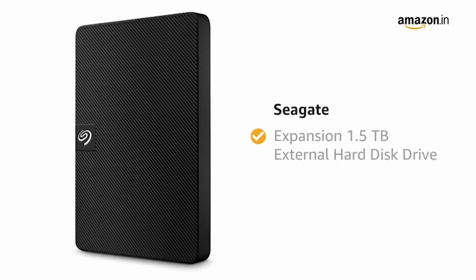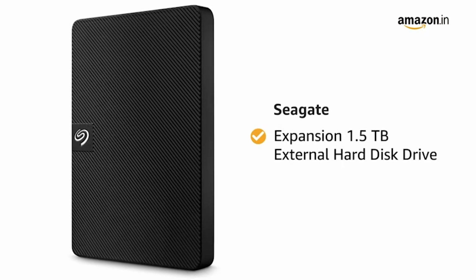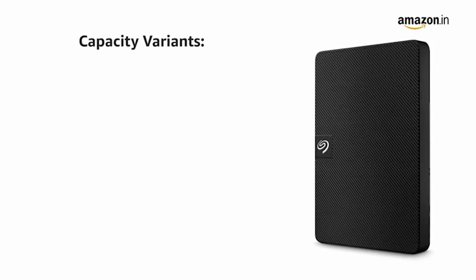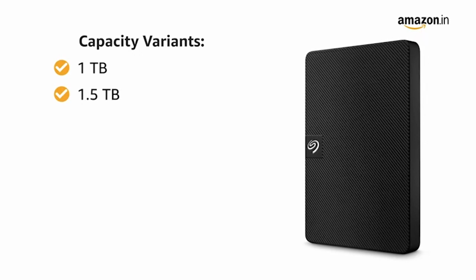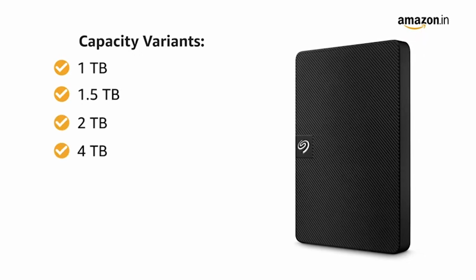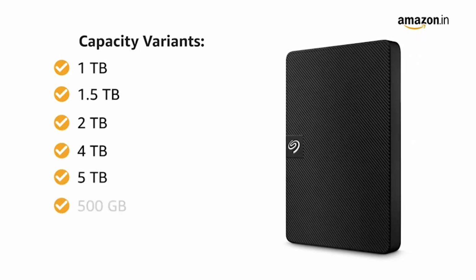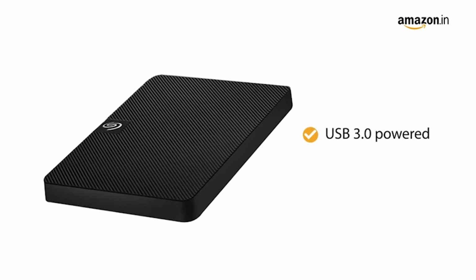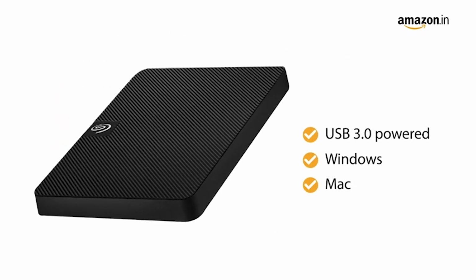Presenting Seagate Expansion 1.5 TB External Hard Disk Drive. This product comes in 6 capacity variants of 1 TB, 1.5 TB, 2 TB, 4 TB, 5 TB and 500 GB. This device is USB 3.0 powered and compatible with Windows and Mac computers.